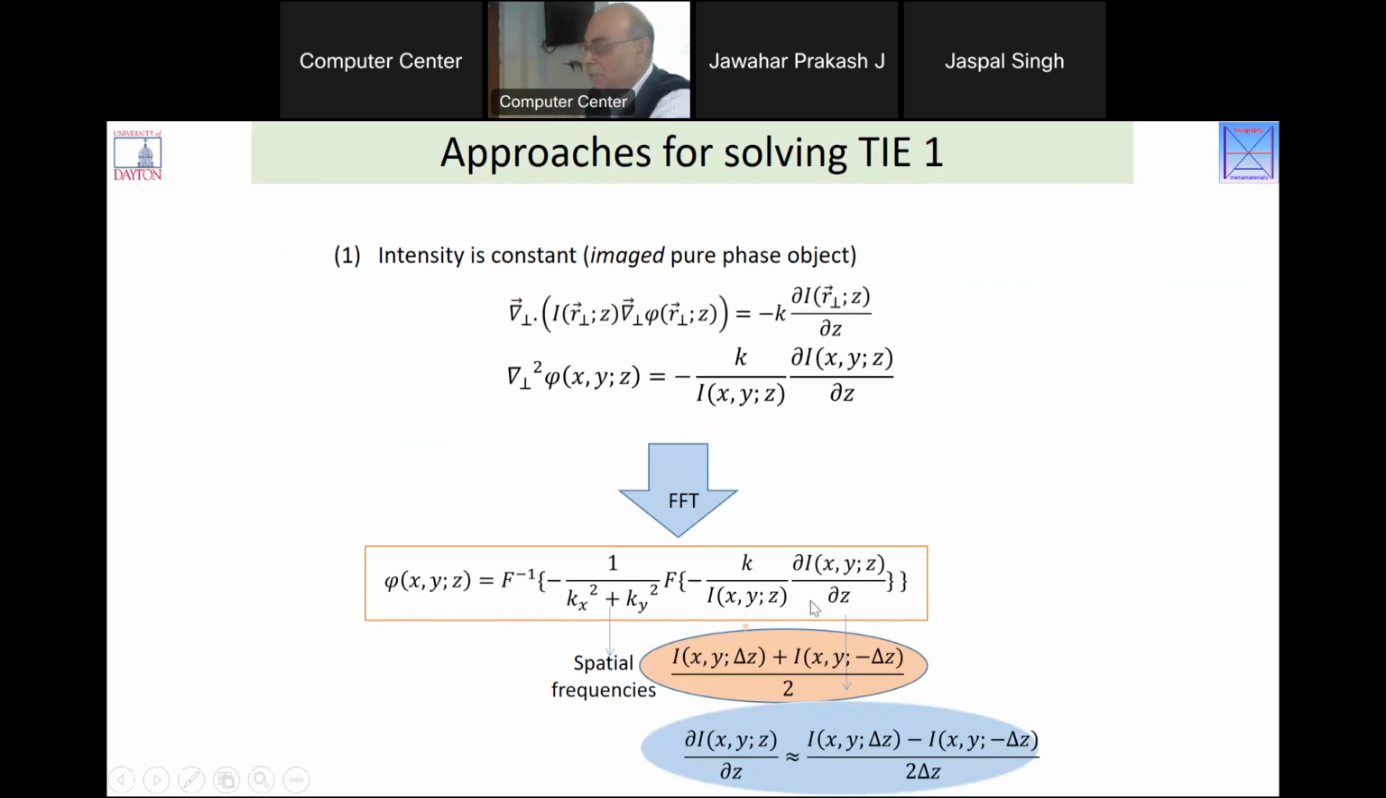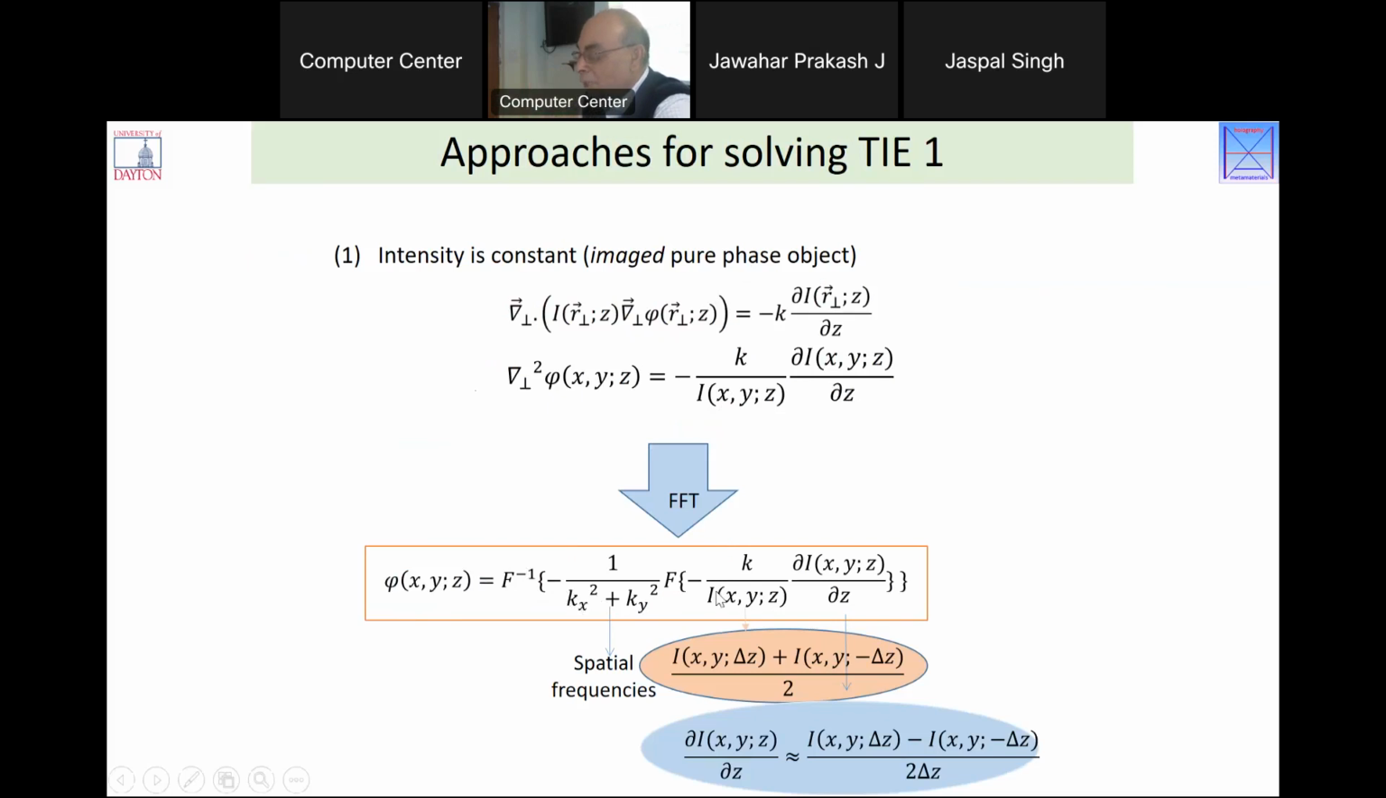Is everyone okay with this line here, how we did it? You take the Fourier transform of both sides, and then this becomes k_x squared plus k_y squared times the transform of phi. Then that k_x squared plus k_y squared goes to the other side, as shown over here. This is the solution in the spatial frequency domain. So you take the inverse transform and you recover the phase in the space domain. That's the simplest way, and most of the time it works.